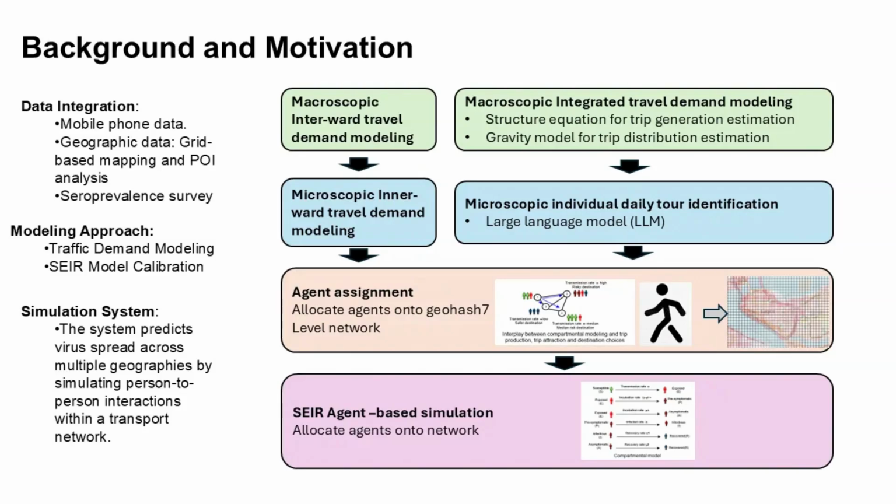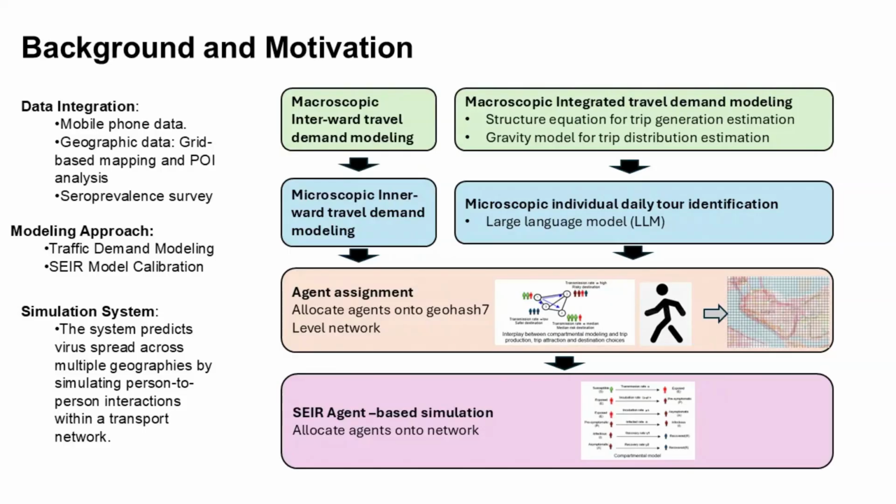As a result, it is important to develop an overall modeling framework connecting mobility data with epidemic simulation. On the left, we see the 3 main components. First, data integration, which combines the mobile phone data, geographic mapping, and seroprevalence surveys. Second, the modeling approach, which uses traffic demand modeling and calibration to represent both movement and disease spread. And third, the simulation system, which predicts virus transmission by simulating person-to-person interactions within a transport network.